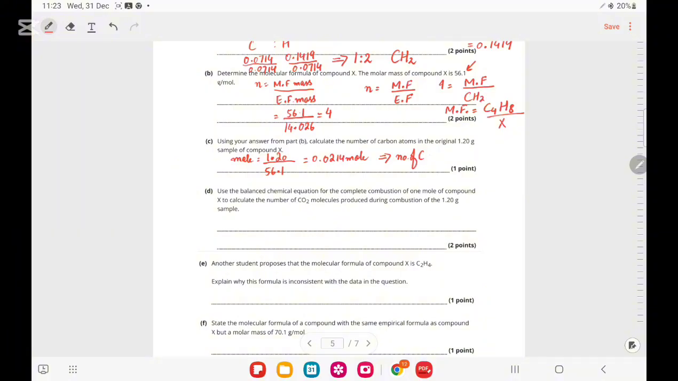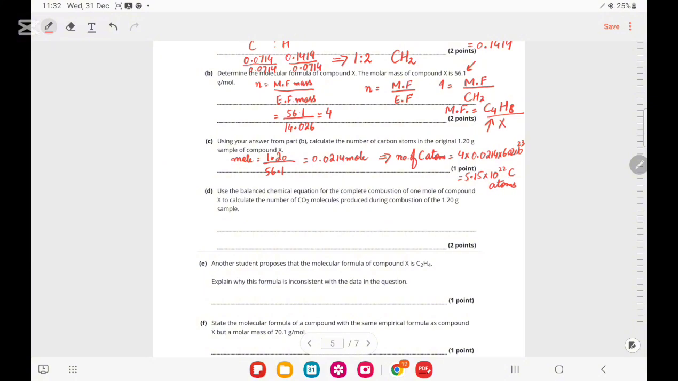So we need to find the number of carbon atoms. How can we do that? Mole times Avogadro's constant. But here, how many carbon atoms are there in it? 4 carbon atoms. So I'm multiplying 4 with the moles, that is 0.0214, times Avogadro's number. So it comes out to be how much? That comes out to be 5.15 times 10 raised to the power 22 carbon atoms.